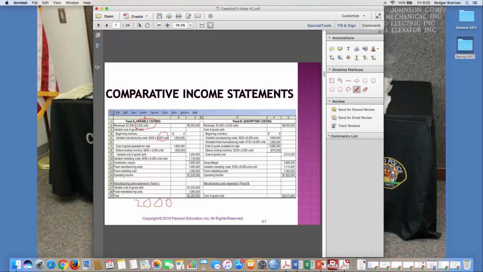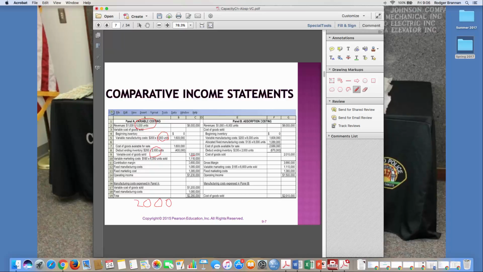Now, the strict definition of variable costing. Okay, we have beginning inventory of 0, and in this case, the only costs that we're allowing to go into inventory are the variable manufacturing cost. And since they produce 8,000 units at $200 of variable cost per unit, the so-called total variable manufacturing costs are $1.6 million. Now, they have 2,000 units in ending inventory, so to calculate my variable cost of goods sold, I take the total manufacturing cost minus my ending inventory, which gives me my variable cost of goods sold.